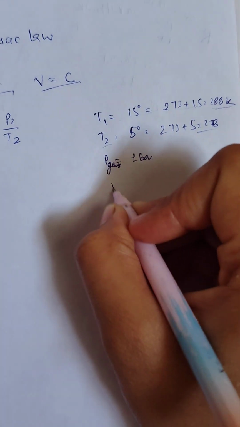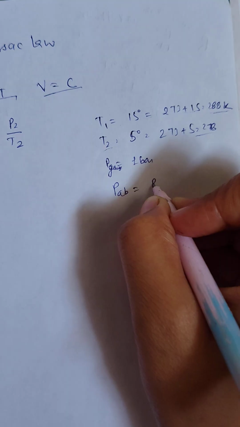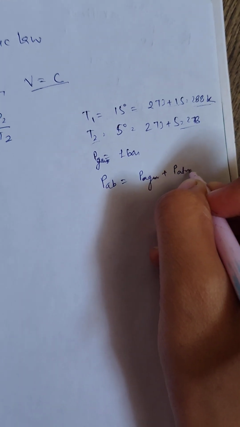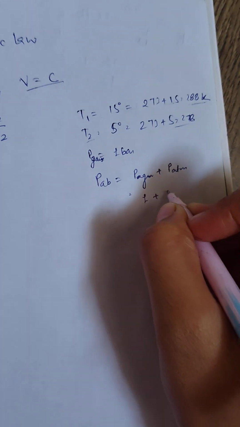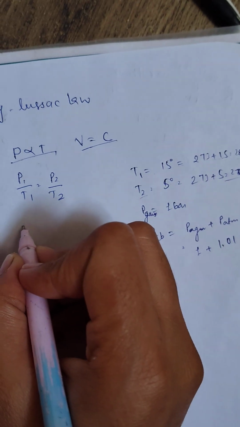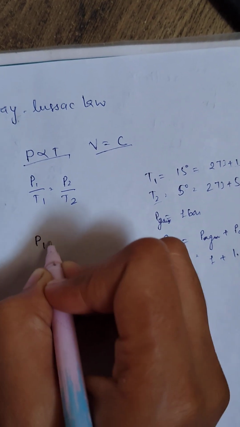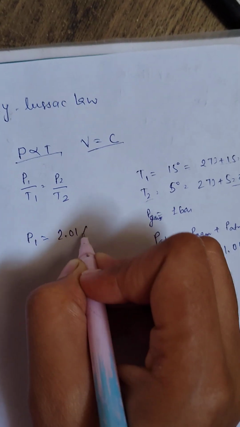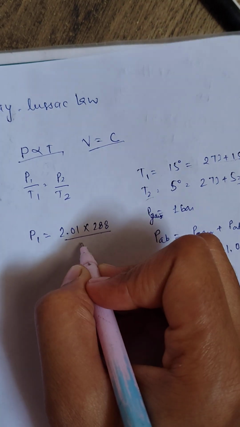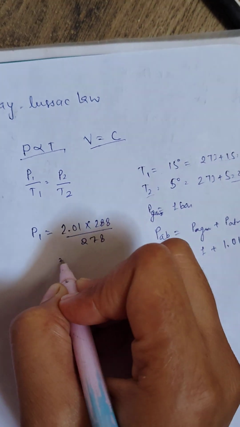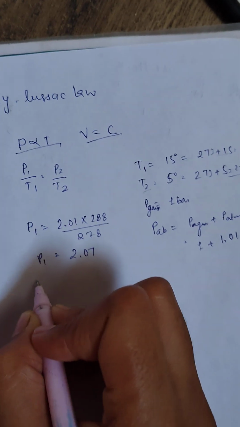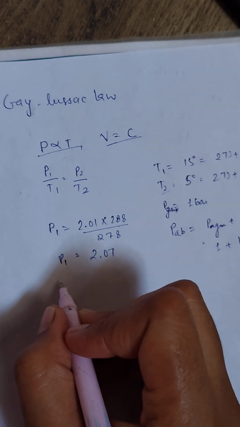Gauge pressure is 1 bar, and absolute pressure equals gauge pressure plus atmospheric pressure. Gauge pressure 1 bar and atmospheric pressure is 1.01, so 2.01. We need the initial pressure. So P2 is 2.01, value of T1 is 288 and T2 is 278. After solving it, we get 2.07. We ask in the question what is the gauge pressure.